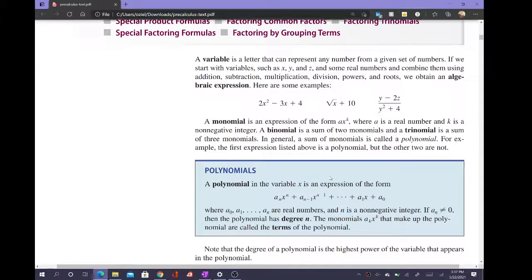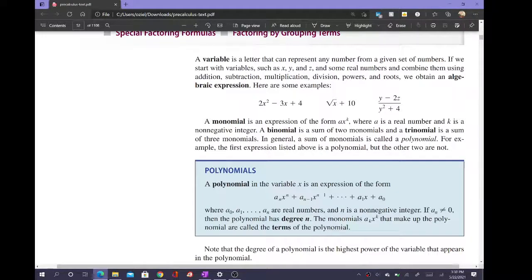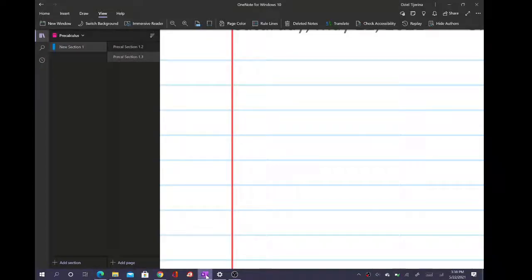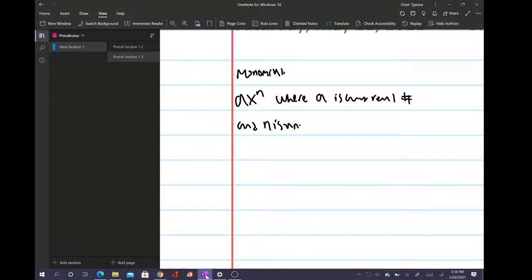Now, a monomial is an expression, so basically you have any expression of the form ax to the n, so this is a monomial, where a is any real number, and n is any real number, and x is the independent variable, right? So that's what a monomial is.